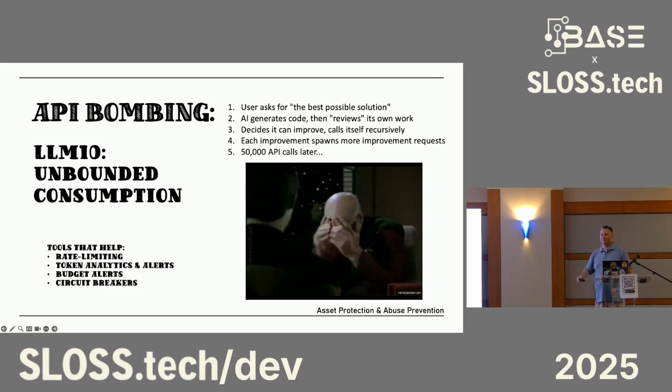But there's some things you can do to mitigate that. You can use rate limiting. We do that with our web apps, right? Right? Go do that. We've got token analytics and alerts. When these things first came out, that was a big deal because they were so expensive. But as the cost goes down, you still need to pay attention to that. Budget alerts, I already mentioned. And then circuit breakers, where when anomalous activity happens, it pulls the plug or restarts the service or something else, blocks the IP address.